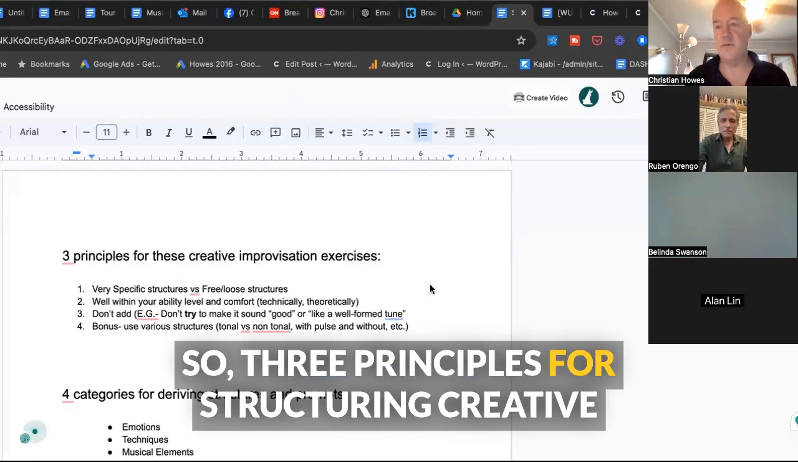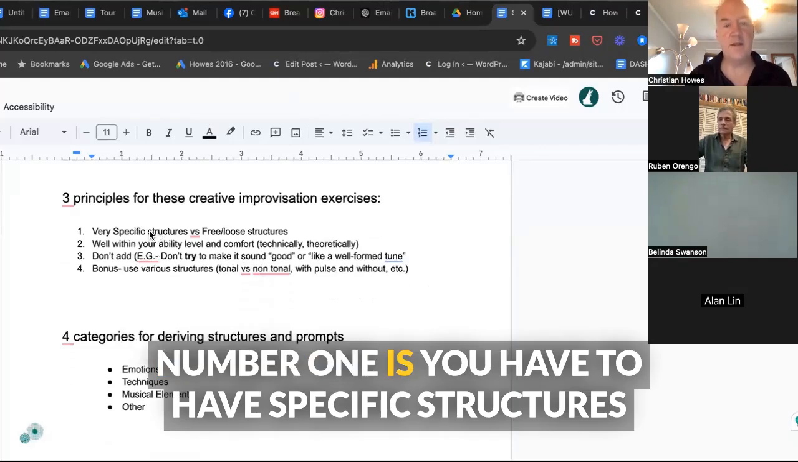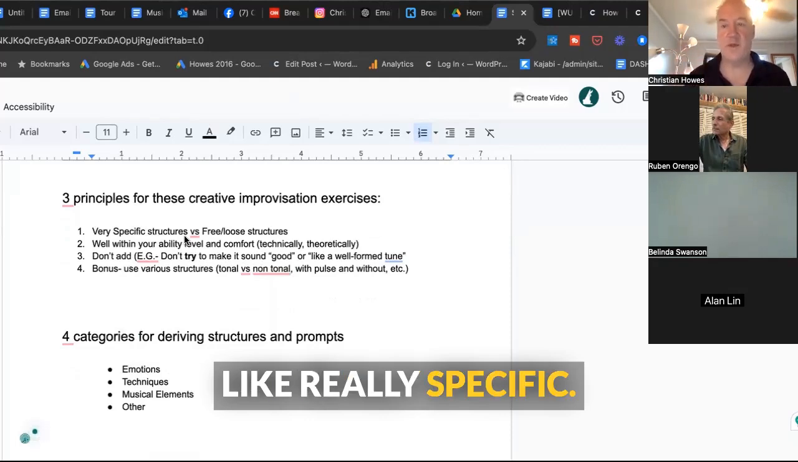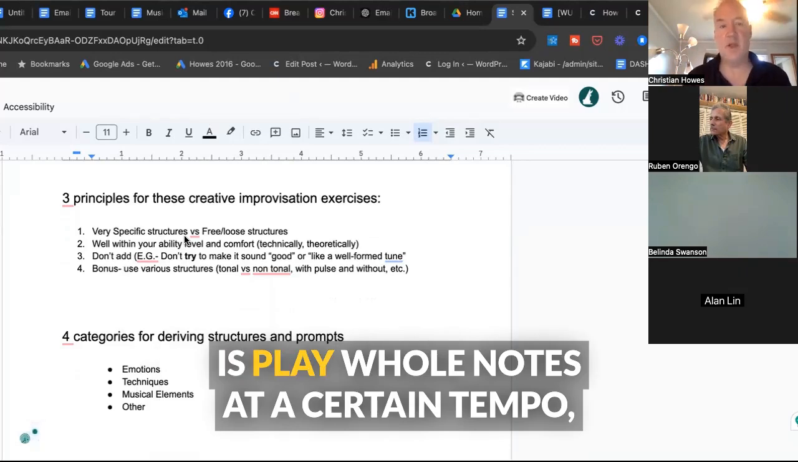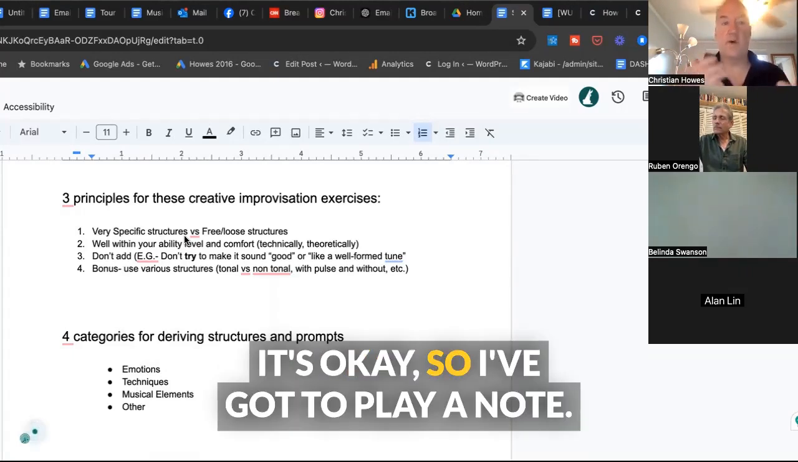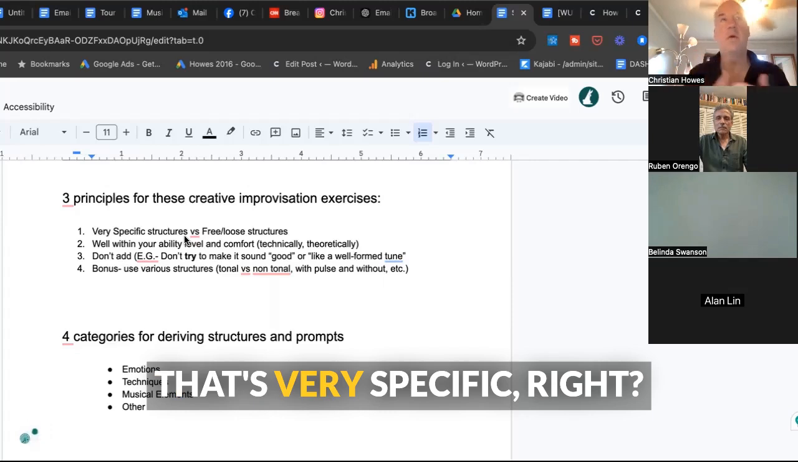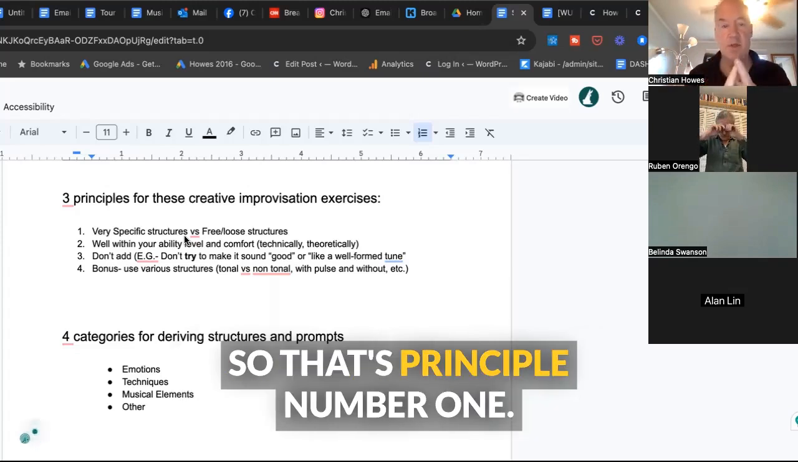So, 3 principles for structuring creative improvisation exercises. Number 1 is you have to have specific structures, like really specific. One of my specific structures, for example, is play whole notes at a certain tempo in a 12-tone scale. It's so specific. I've got to play a note that's very specific, right? There's no question of what the structure is. So that's principle number 1.